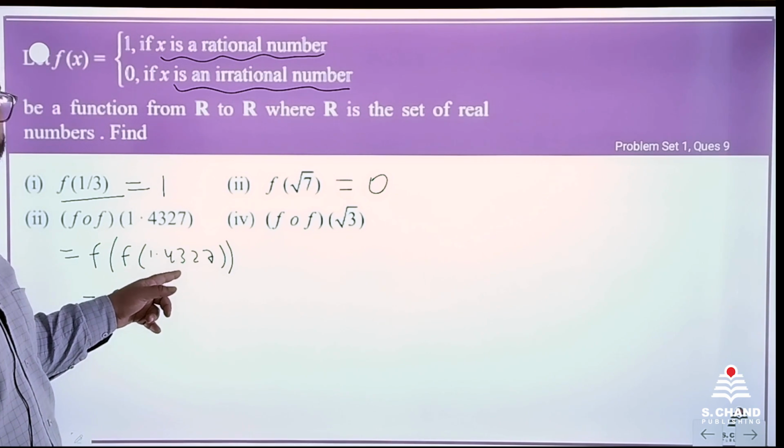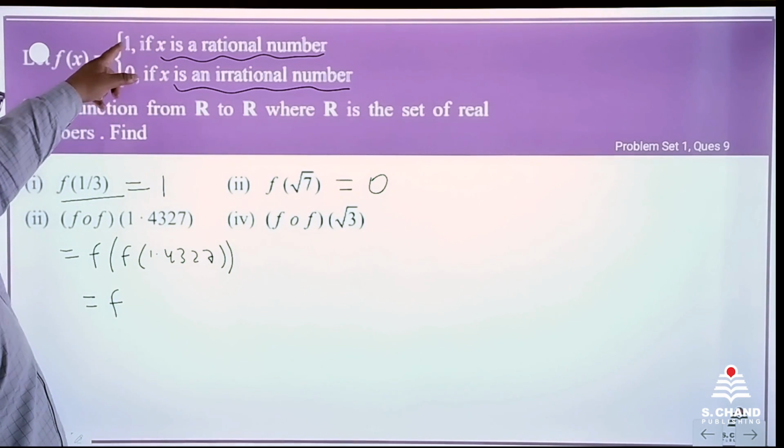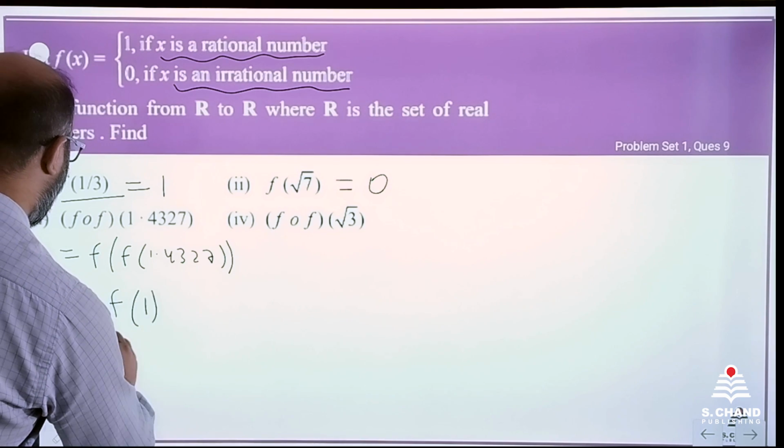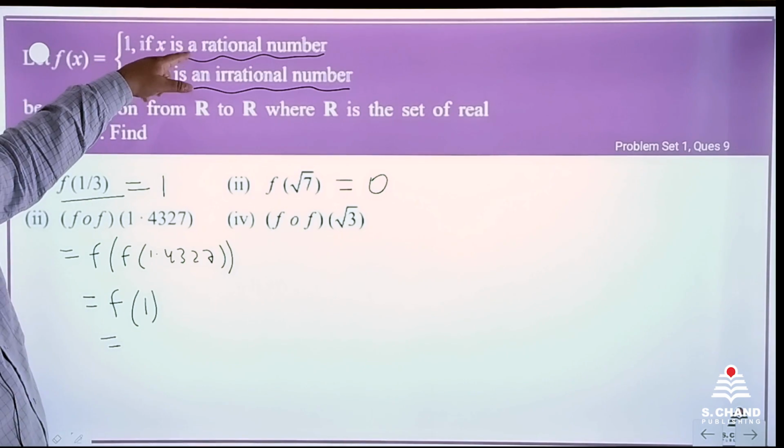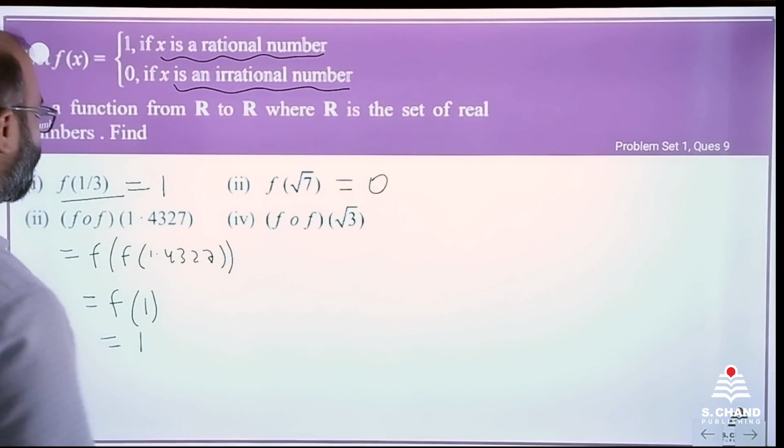1.4327 is a terminating decimal, it is a rational number. So its value will be 1. And then further f of 1, 1 is also a rational number. This will give you 1.